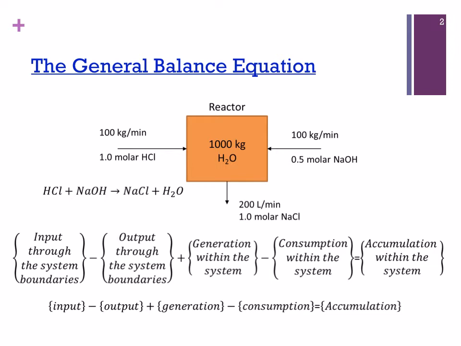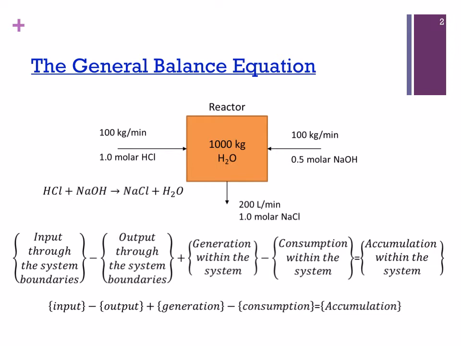As we see, in this example is a reactor. There are two inlet streams. One is the hydrochloric acid. The other one is the sodium hydroxide. Eventually these two will react in the reactor and it will produce sodium chloride and water, which will be taken out at the bottom. So one outlet.